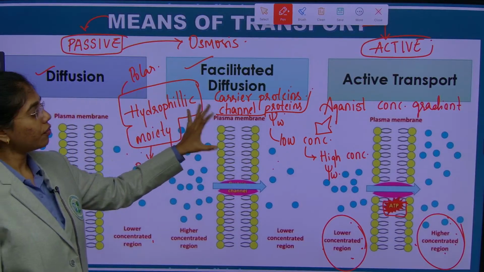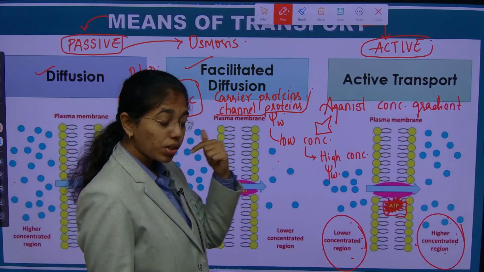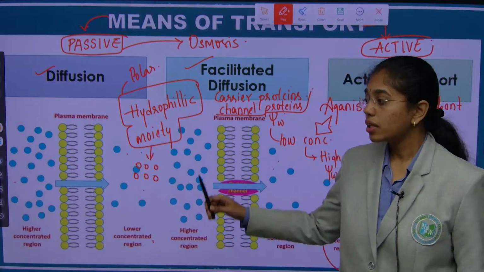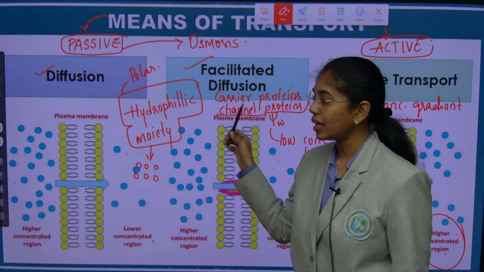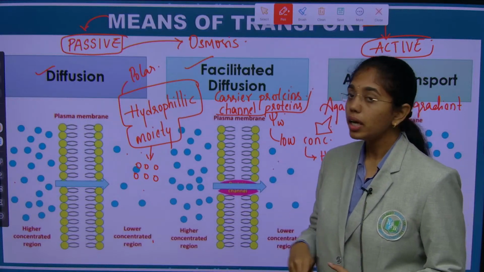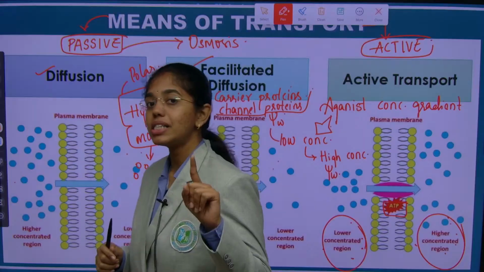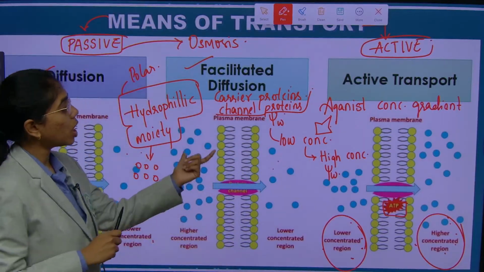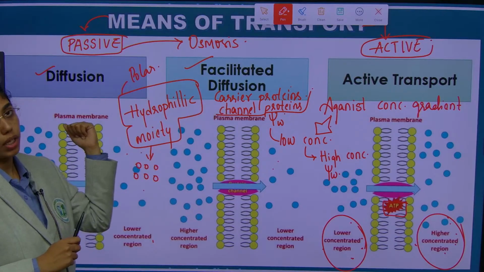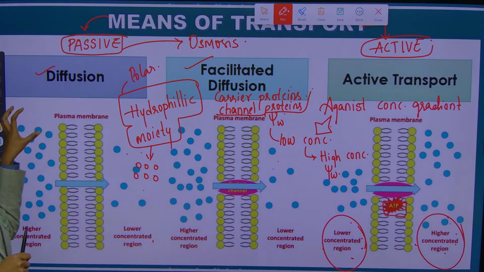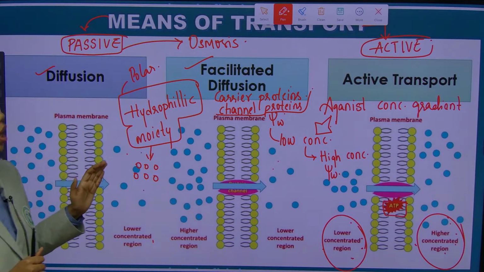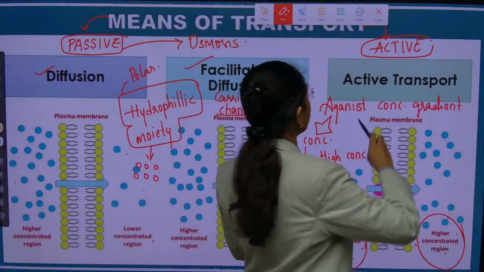Now, if you look at facilitated diffusion, as it requires carrier proteins and channel proteins for the molecules to get transported, facilitated diffusion is more specific when compared to diffusion. Diffusion is not specific, but facilitated diffusion is specific because it requires carrier proteins and channel proteins. The molecules are specific for these proteins. Fine, right. This is the gist of diffusion, facilitated diffusion and active transport. Now we will look at the factors that affect the diffusion process.